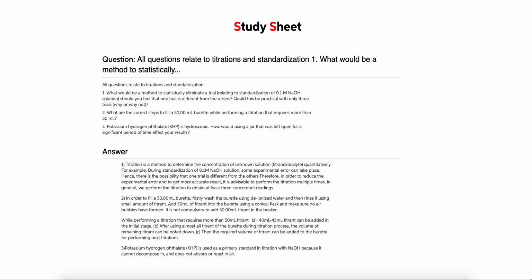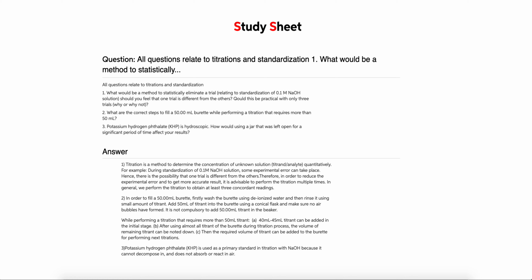Answer 1. Titration is a method to determine the concentration of unknown solutions quantitatively. During standardization of 0.1 molar NaOH solution, some experimental error can take place. That is why we can do one test to reduce experimental error and to get more accurate results.